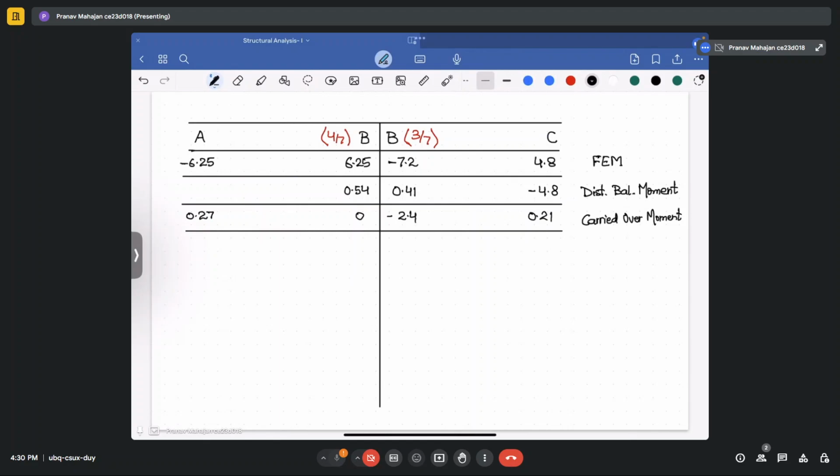Okay, so now 2.4 will be divided based upon their distribution factors. So it will come as 1.37 and 1.03, and now here it is 0.21. It will become minus 0.21. Okay, and when it is carried over to the other end, it will become 0.68. Here it will be 0. Here it will become minus 0.11, and here it will become 0.52.